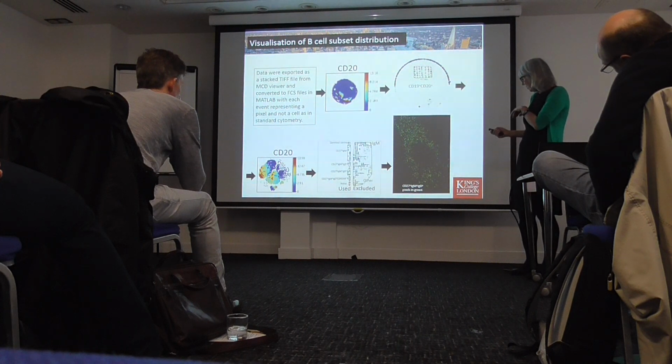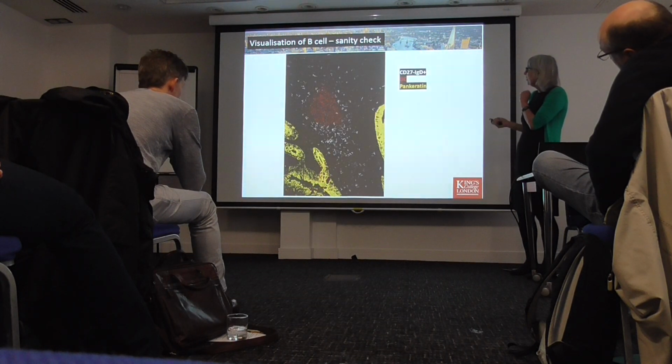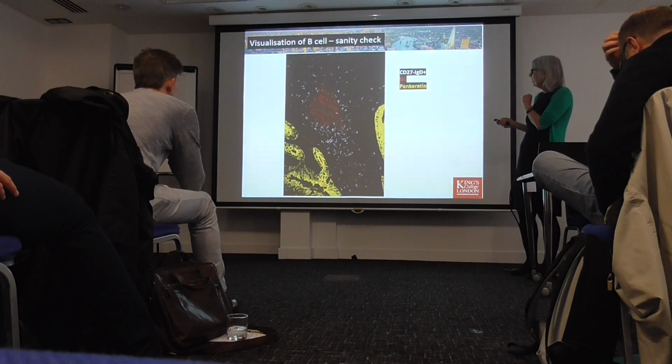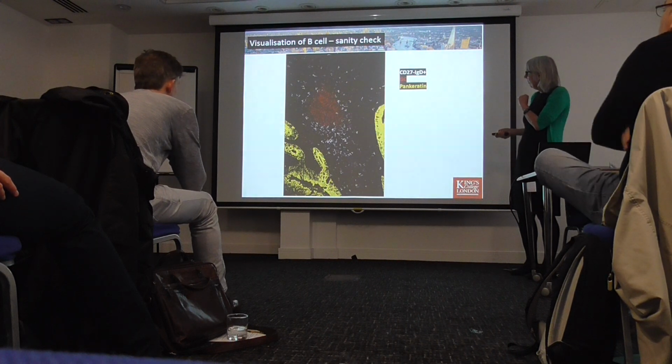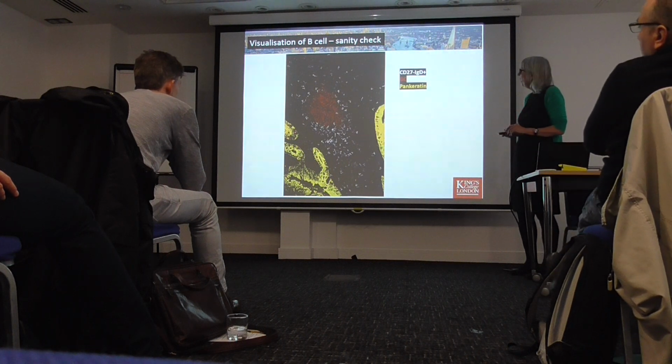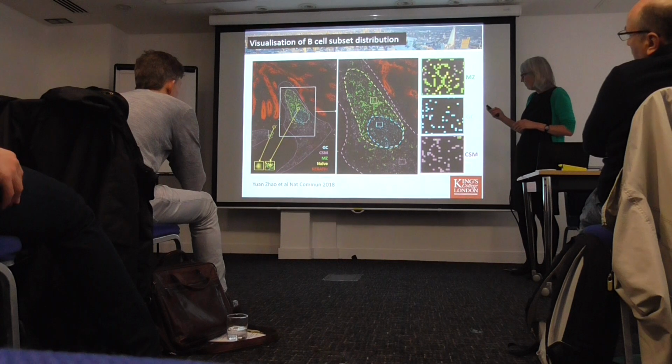This is an example. This is the marginal zone B cell pixels in green. So this is a sanity check. So we know that the germinal centre should be red and that the CD27 IgD positive cells should be surrounding the germinal centre. So that all looked fine. So we then asked where our unknown populations were.